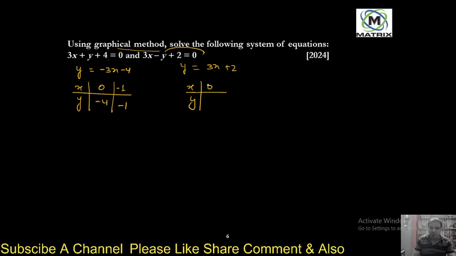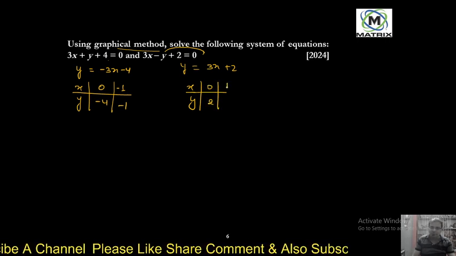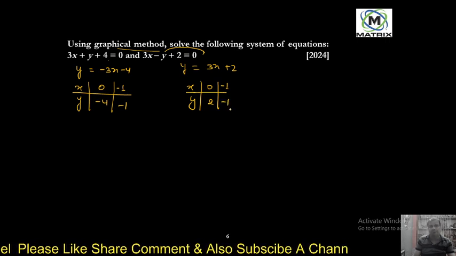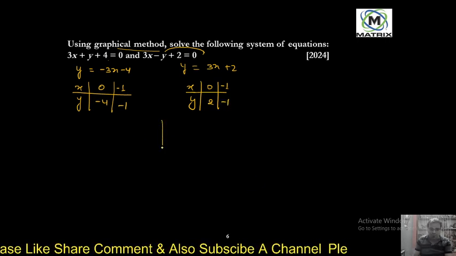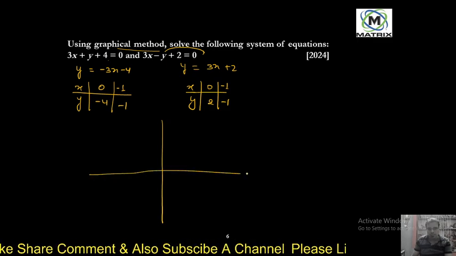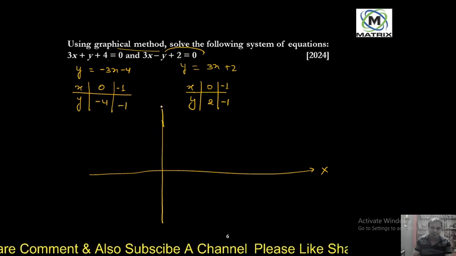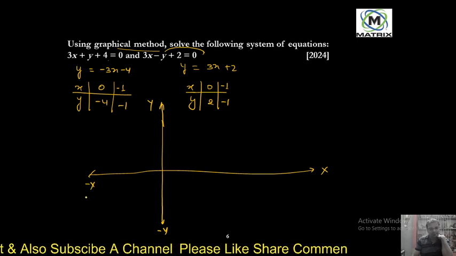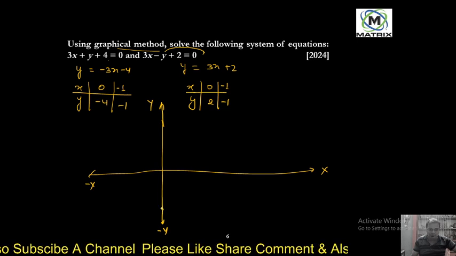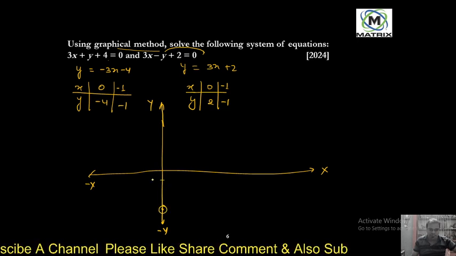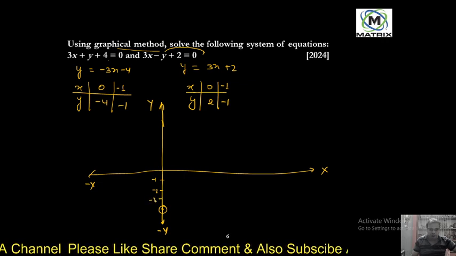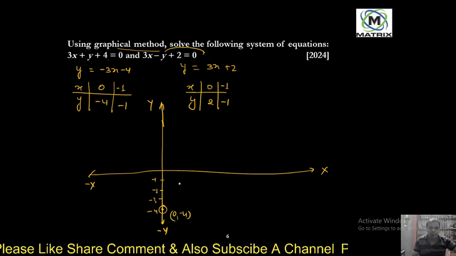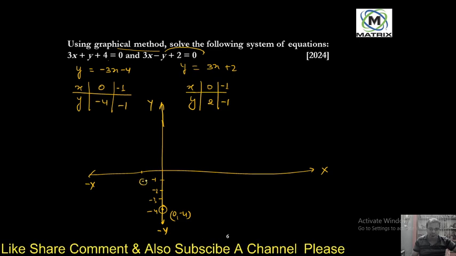Okay. Similarly, for x equal to 0, we get y equal to 2. For x equal to minus 1, minus 3 plus 2, that is minus 1. Now we just have to plot both, with the x-axis and the y-axis. Firstly, 0 comma minus 4: the value of x is 0 and the value of y is minus 4. Then minus 1 comma minus 1: the value of x is minus 1 and the value of y is minus 1.